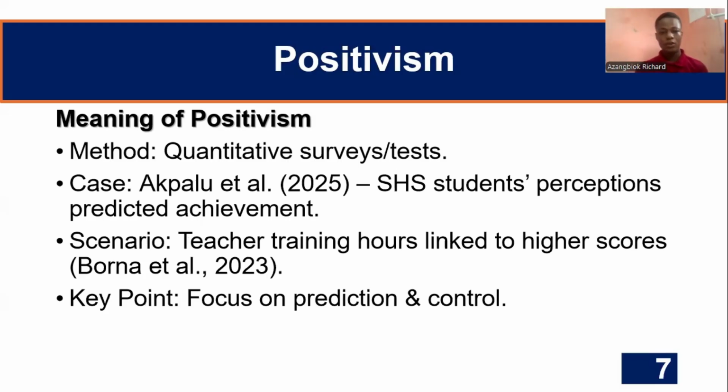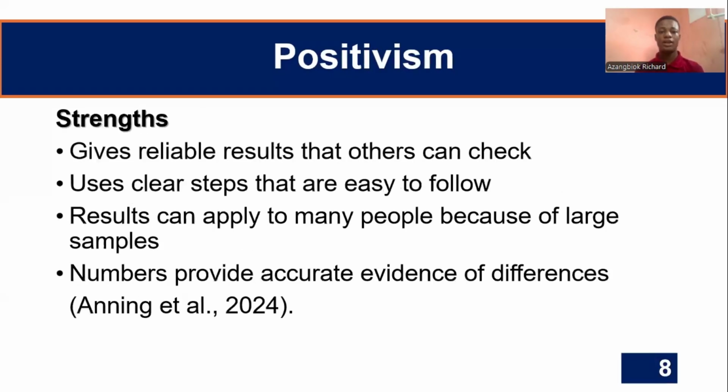Let's see a case study. We have Apaleo et al. 2025. He says that SHS students' perceptions predicted achievement. So based on his studies, he was able to predict that the achievement of students is based on how they perceive things or how they think. Then see a scenario over here. Teacher training hours linked to higher scores, and that is coming from Bona et al. And the main focus of this paradigm is on prediction and how to control that phenomenon.